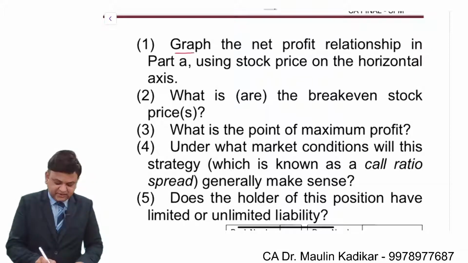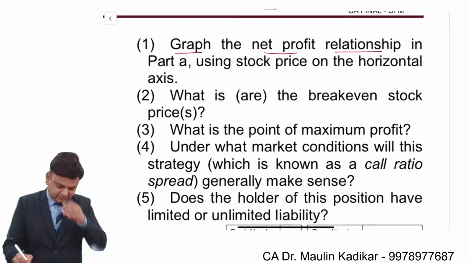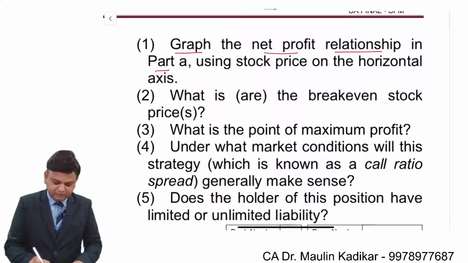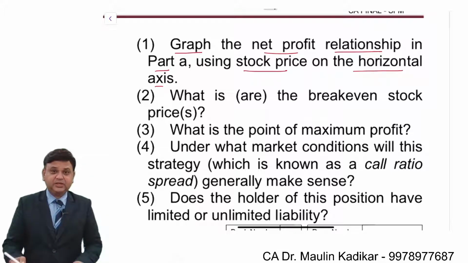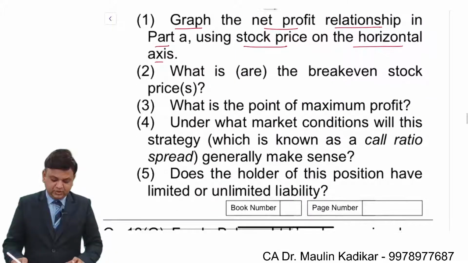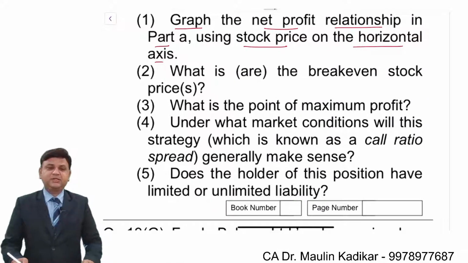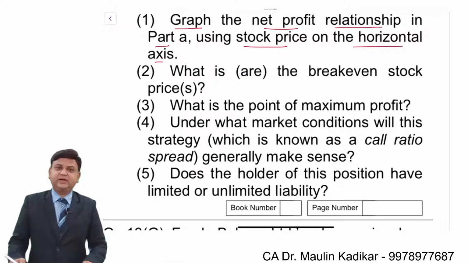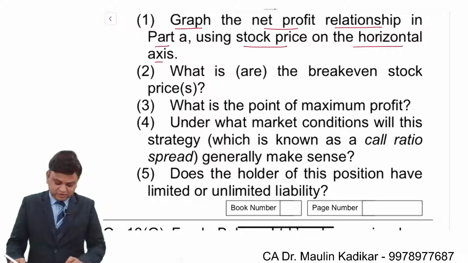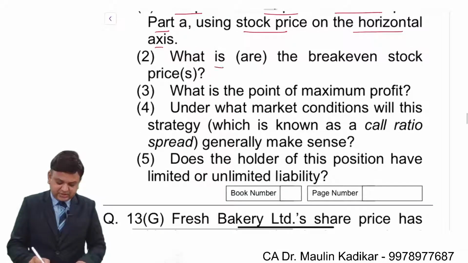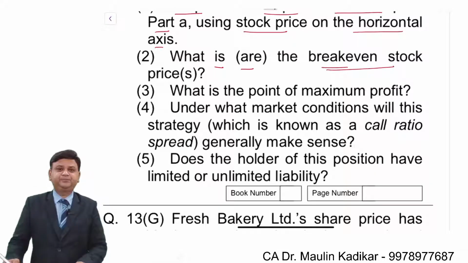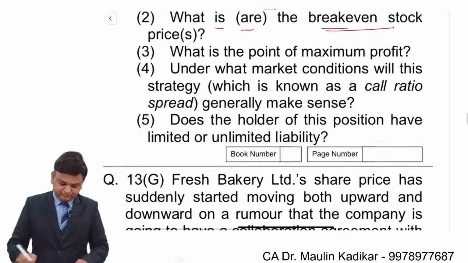The question says graph the net profit relationship in part A using the stock price on the horizontal axis. So we are required to draw the diagram. On the x-axis you will take the spot price and on the y-axis you will take the profit or loss. What is the break-even point, or what are the break-even prices? We know that there can be more than one spot price at which you will break even. What is the point of the maximum profit?